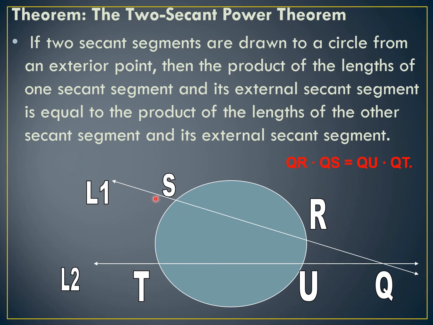Yung product daw nung buong segment, itong buong segment na to, yung ating QS at saka yung external part niya, which is QR, pag minultiply, magiging equal dun din sa product nung kabilang segment or yung kabilang secant, yung buo times its external part. Or QR times QS, itong external part na QR times yung buo na QS is equal dun sa kabilang secant na QU, yung external part, at saka yung buong secant segment na QT. So, this is the 2-secant power theorem.